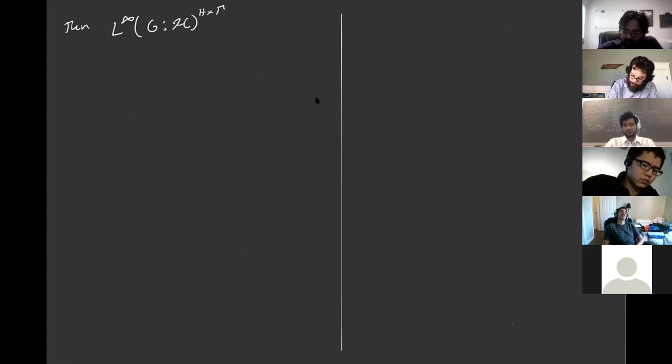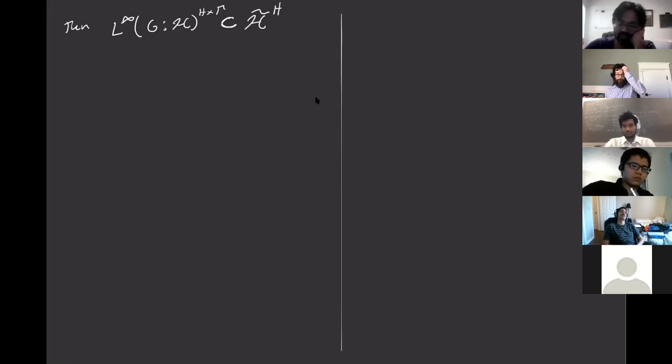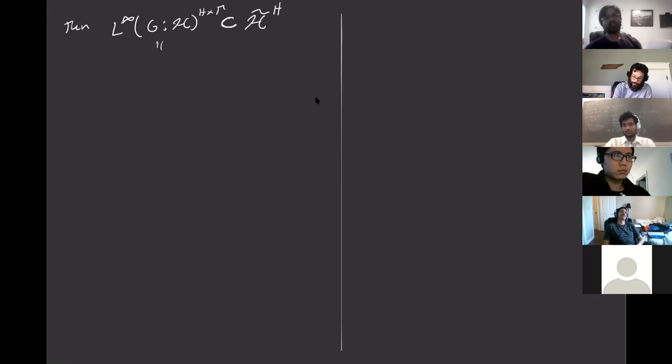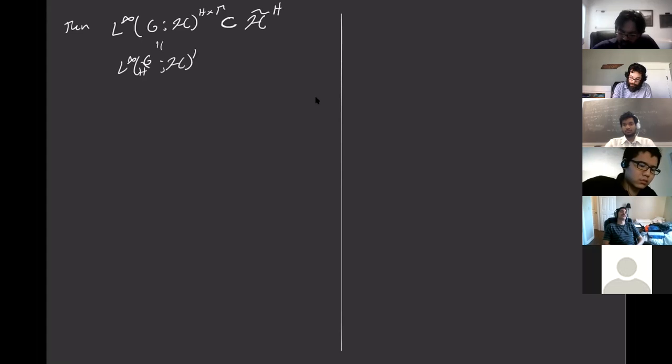This is a subspace of the H fixed points under this. Maybe let me narrow it just to that. It's exactly the subspace of the H fixed points of this. And remember, this we already identified with L infinity of G mod H equivariant functions here.